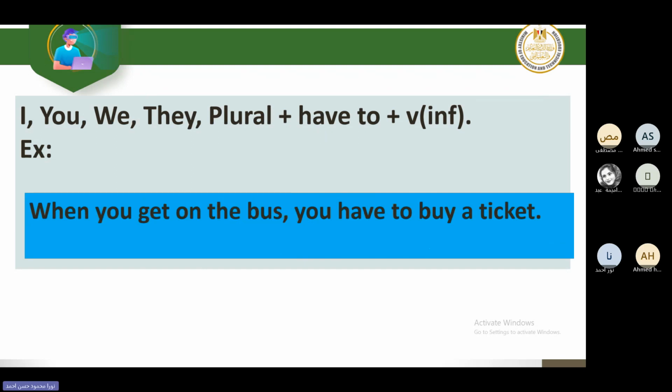The second group is I and you, we, they, and the plural. They take have to plus verb in the infinitive. For example, when you get on the bus, you have to buy a ticket. So this is not a choice. This is something you have to do. You have to buy a ticket or they will kick you out of the bus, right? So have to here is followed by the verb in the infinitive form. Great job.